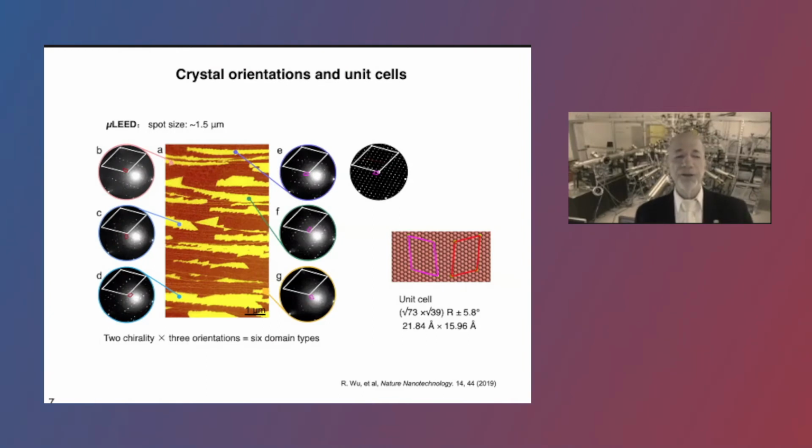Now, to decipher the structure of borophene, we carried out micro-LEED measurements. These 6 LEED patterns were taken from a 1.5 micron spot at different positions on the surface. The white rhomboid indicates the unit cell of the substrate, and the red and the pink are the unit cells of borophene. The 6 domains result from threefold rotation of two types of unit cells with different chirality. With the LEED pattern taken from a single domain, we could decode the big unit cell, which is about 2 by 1.5 nanometers. The simulated LEED pattern fully agrees with the experimental data.